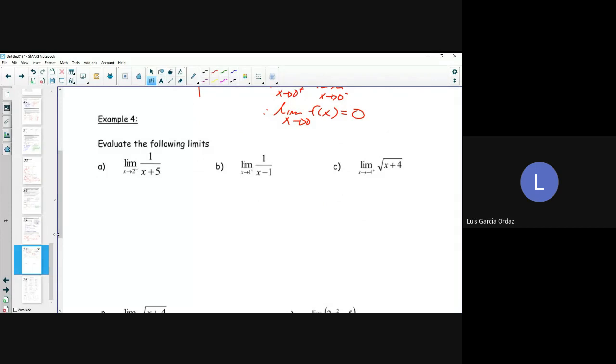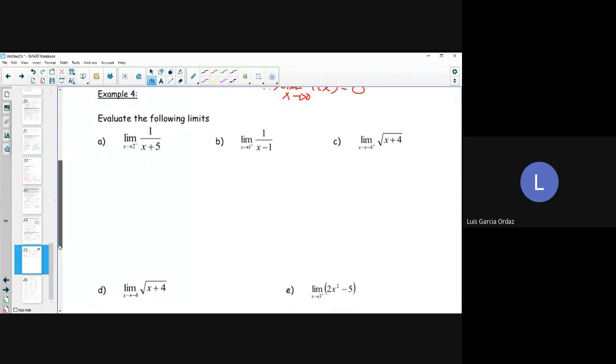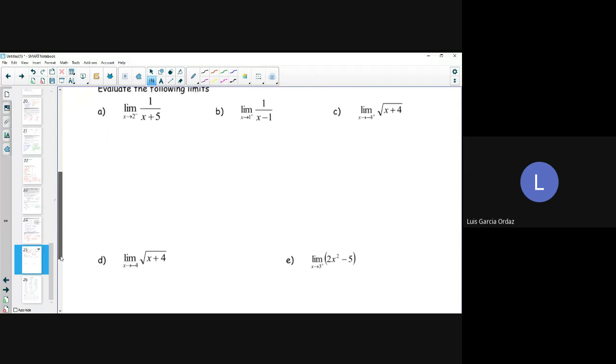So what you guys can do for the next 10 minutes before break is you guys can do example 4, A, B, C, D, and E on your own. Okay? So try to figure those out on your own. And then at 7:30 we will take a break.